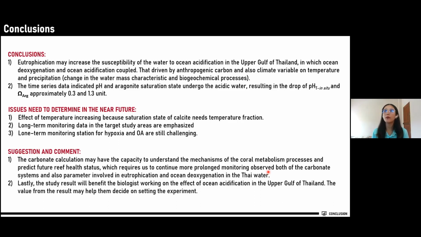And secondly, the time series data indicate that pH and aragonite saturation undergo two drastic drops, in the pH in situ temperature and aragonite, approximately 0.1 to 0.3 units.